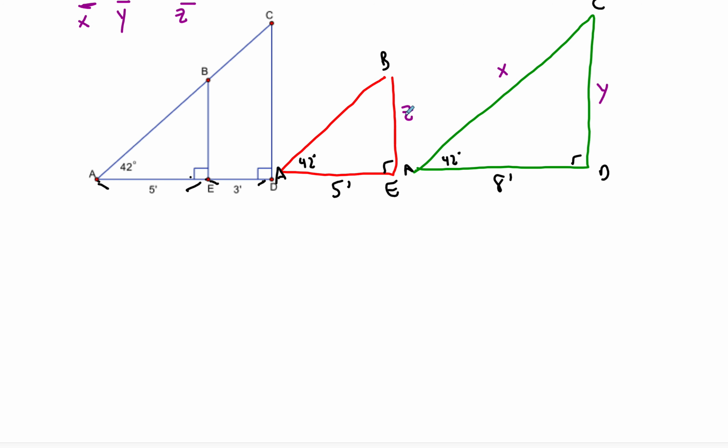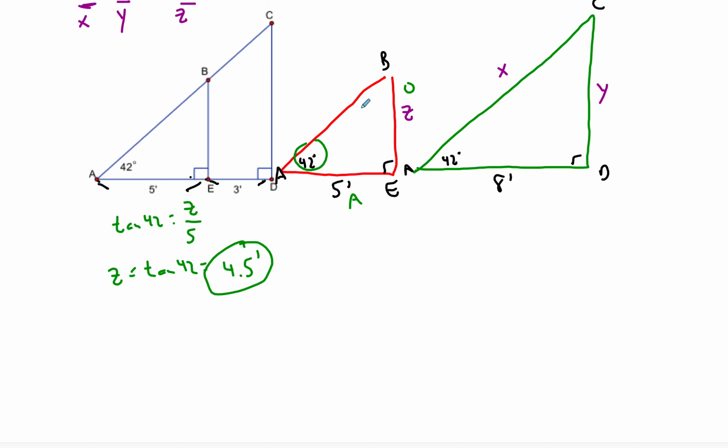We'll start with Z just because it's there. Looking at the 42 degrees, this is the opposite and this is the adjacent, which means the tangent of 42 degrees is equal to Z over 5. Because the unknown is in the numerator, all we do is multiply both sides by 5, so Z is equal to 5 times the tangent of 42 degrees, which is 4.5. Don't forget your marks: feet. So I've shown my setup, the solution, and then the final answer with units.